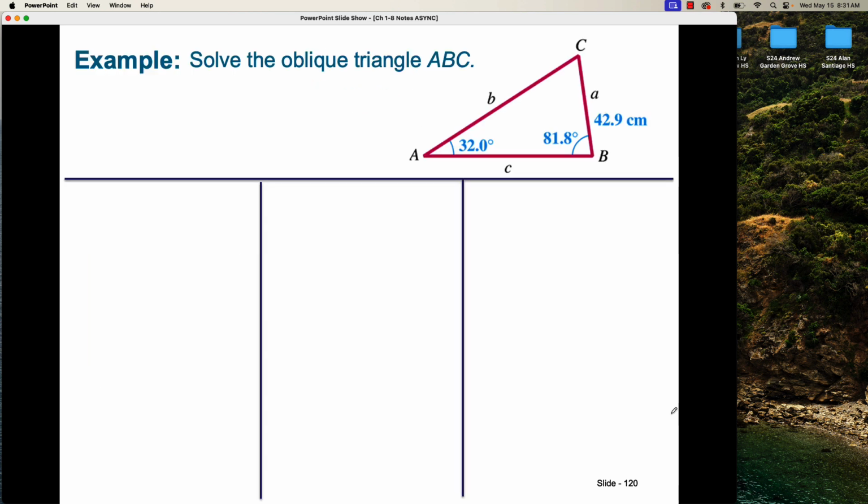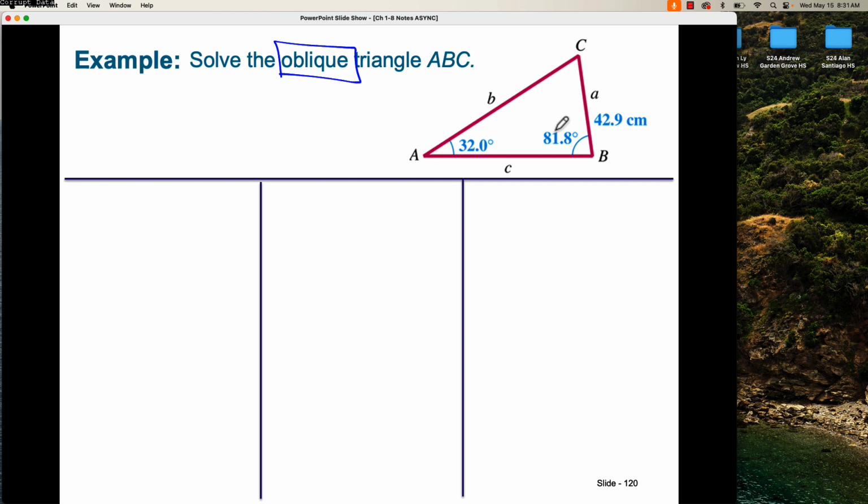All right, moving on. Here's an example. We're asked to solve the oblique triangle ABC. What does oblique mean? If you said that it is not a right triangle, you are correct. Looking over here, this is definitely not a right triangle. This could not add up to 90 degrees, or this right here could not measure 90 degrees, because then our triangle's interior angles would not measure to 180.